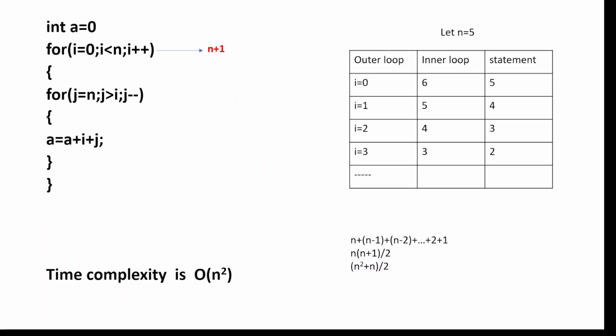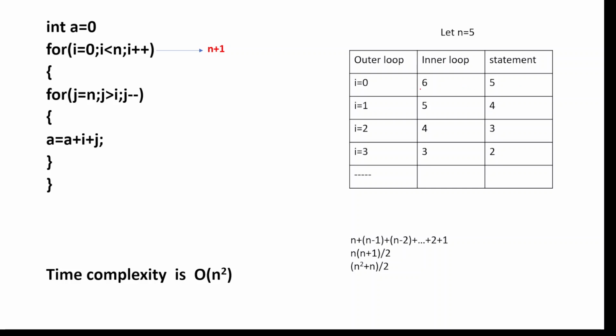We'll see another example wherein the first statement is initializing the value of a to 0, and then we have a loop for i equal to 0, i less than n, i plus plus, which is getting executed n plus 1 times. Now here the second loop is based on the value of i. It is depending on the outer for loop. That is, j is starting from n, j greater than i, j minus minus. In that situation, the statement is getting executed. Now we'll see how is the value of i. So for the outer for loop, i equal to 0, the inner for loop value is 6, and the inner for loop executes 6 times, and the statement will execute 5 times.